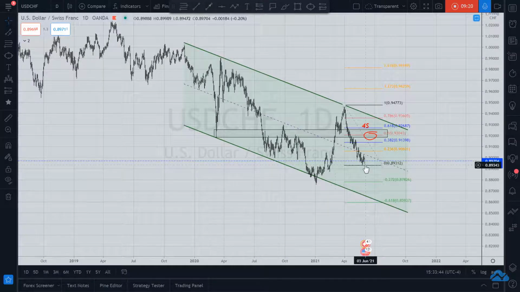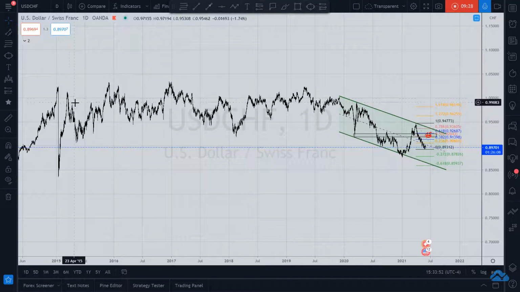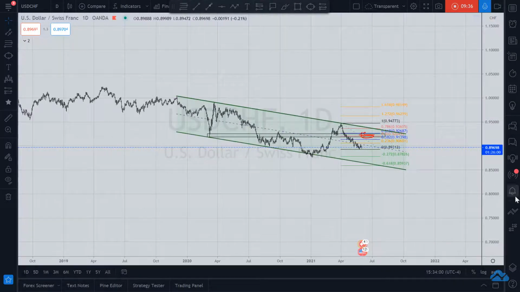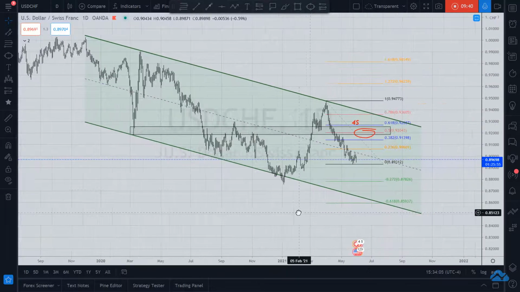What am I looking for? I'm looking for a short. Why? Because look at how the range has been. It's been very sideways, and then we started heading down. That's why I like this for a short. My bias is short here.